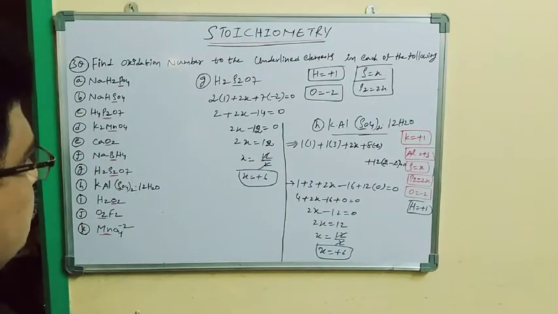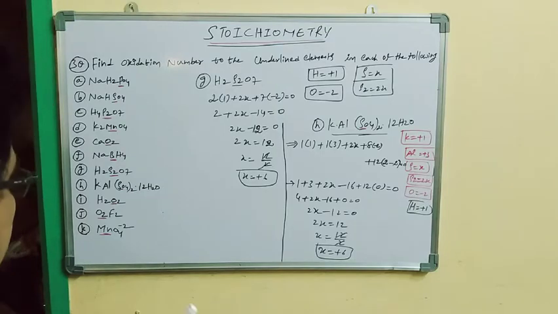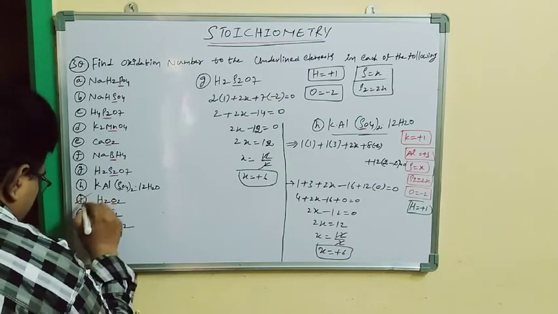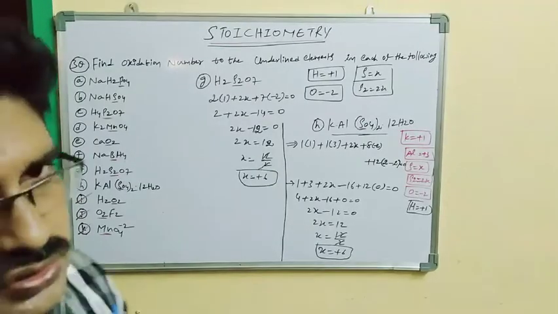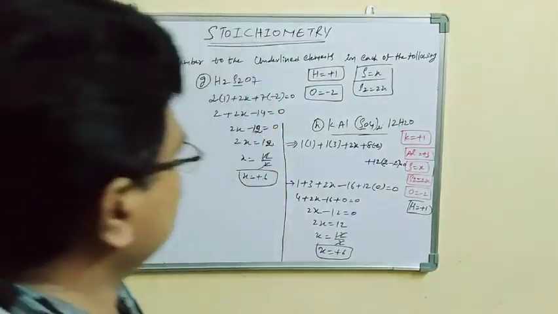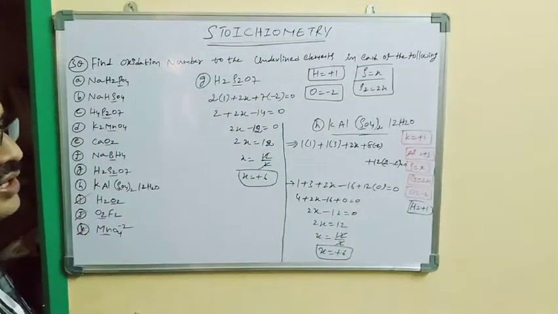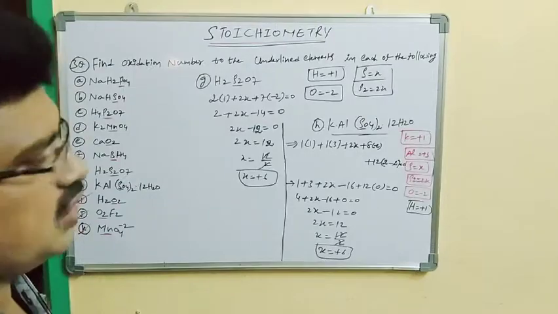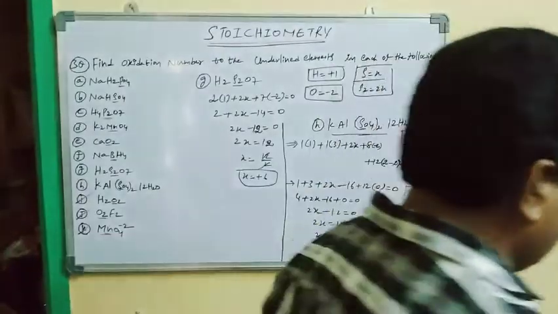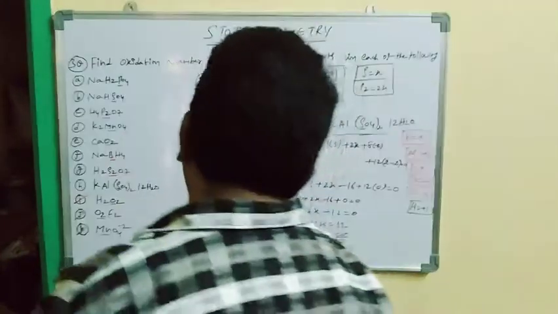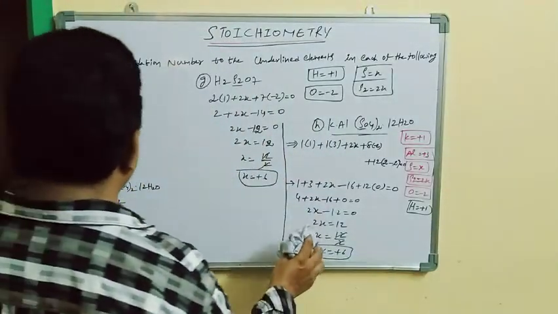Now I am going to do these three, which are important. These three are important for IPE exams. They will ask 2 marks. This is useful for calculating redox reactions. That's why I am doing finding oxidation numbers. Copy this one. Now I am going to explain.